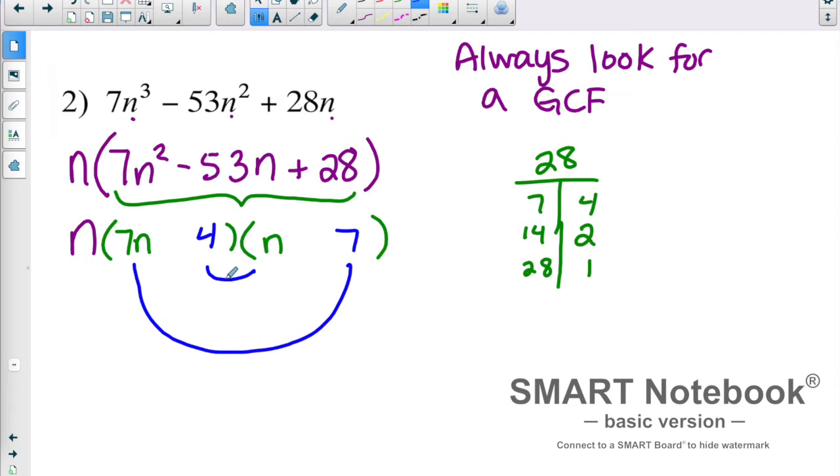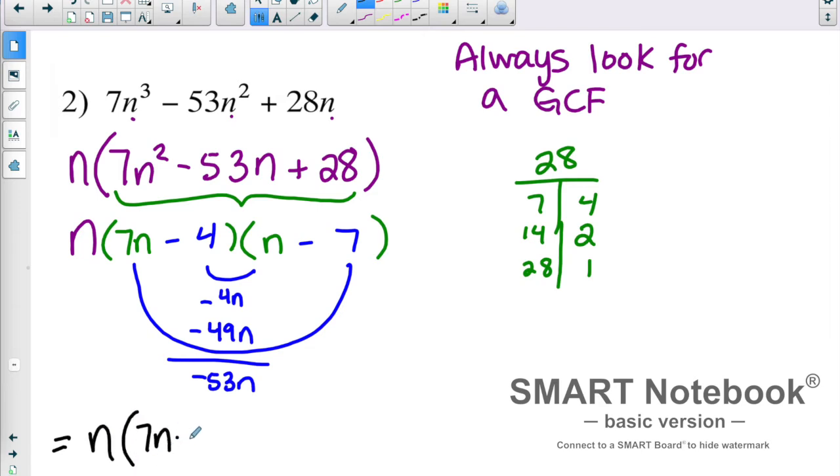Now when you try this, 4n is in the middle, and 7 times 7 is 49n. And this does give you a 53. Now we need a negative 53, so negative 4 and negative 49 is negative 53n. That would make this negative 4 and negative 7, which does multiply to give you a positive 28, which is what we wanted anyway. So our final factored form is just n times 7n minus 4, times n minus 7.